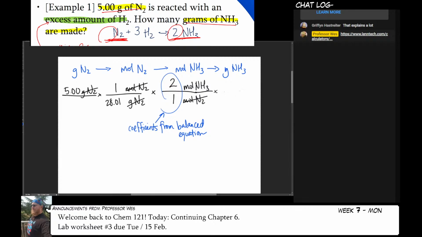All right, and then the last thing that we have to do is we have to turn our moles back into grams. How many grams of ammonia are in a mole? We can go to Lentech to do that, or you can use your periodic table and just sum all the numbers together. 17.03.